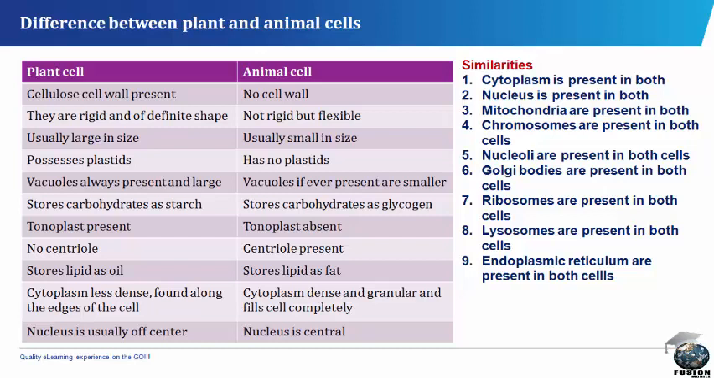Not minding the differences between plants and animal cells, they have similarities. 1. Cytoplasm is present in both cells. 2. Nucleus is present in both cells. 3. Mitochondria are present in both cells. 4. Chromosomes are present in both cells. 5. Nucleoli are present in both cells.